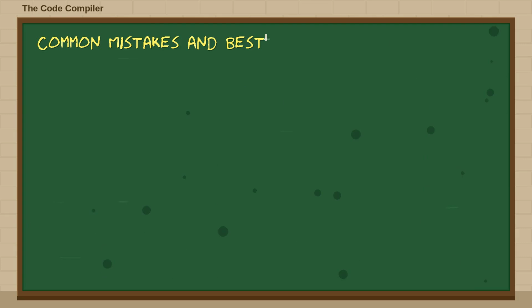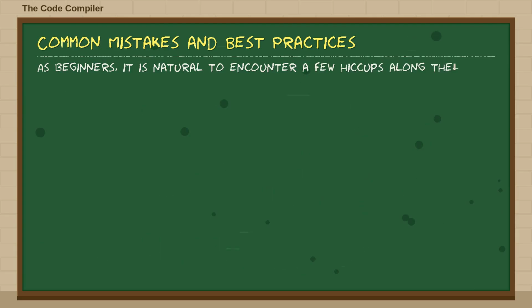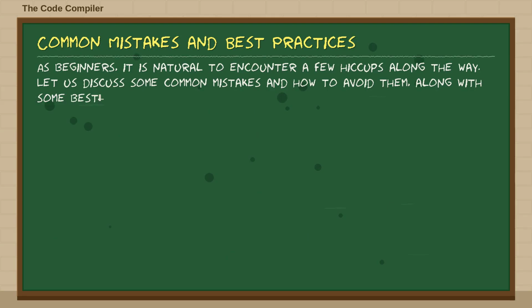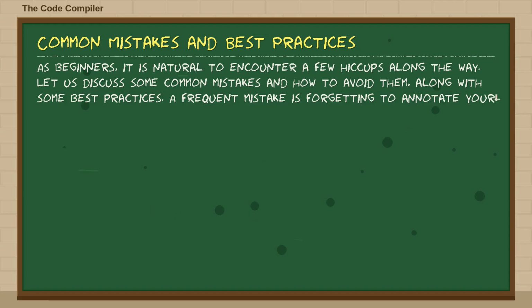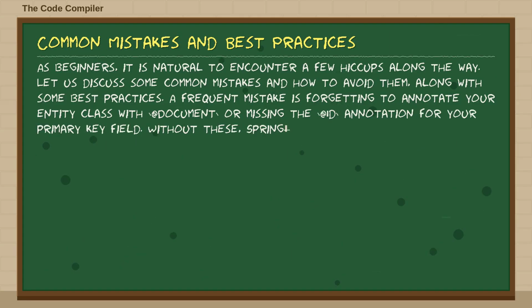As beginners, it is natural to encounter a few hiccups along the way. Let us discuss some common mistakes and how to avoid them, along with some best practices. A frequent mistake is forgetting to annotate your entity class with @Document or missing the @Id annotation for your primary key field. Without these, Spring Data will not correctly map your Java objects to MongoDB documents.